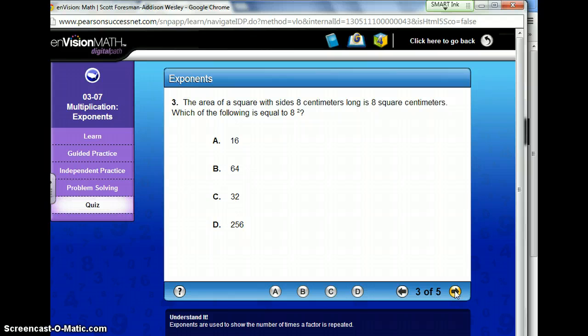The area of a square with sides 8 centimeters long is 8 square centimeters. So which of the following is 8 to the 2nd power? So one of these is the answer to 8 to the 2nd power. Which one's the answer? A, B, C, or D? Uh-oh, some of you might want to recheck. Aiden, what did you get? 16. Why?